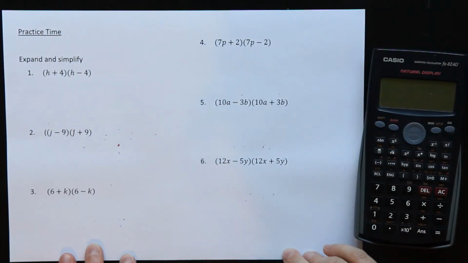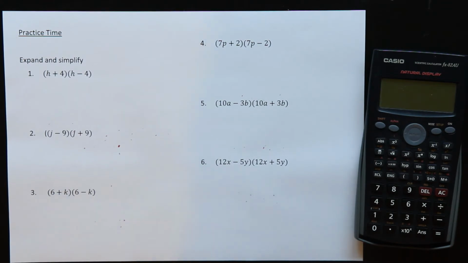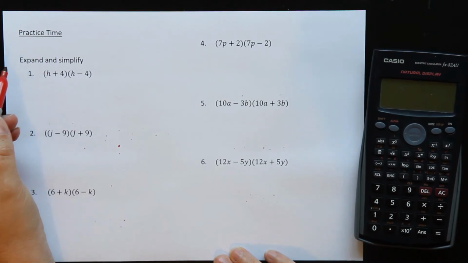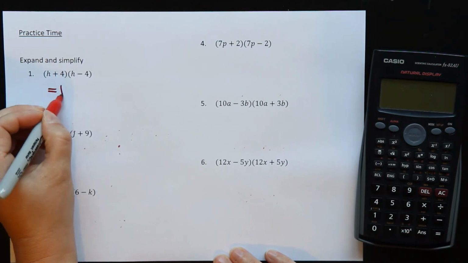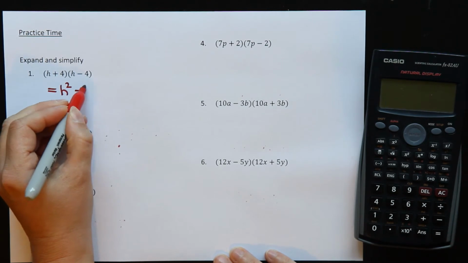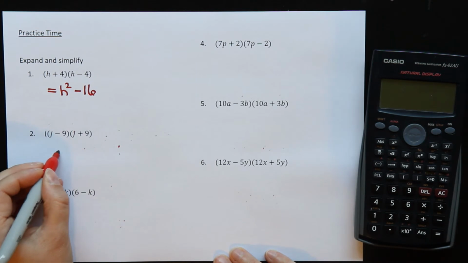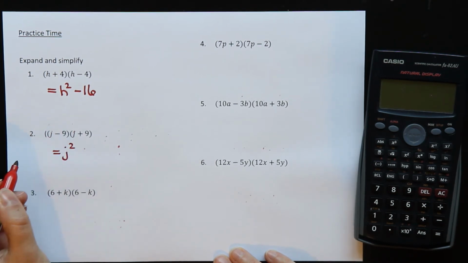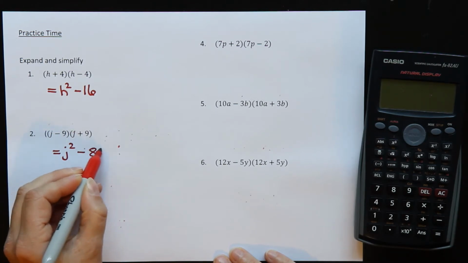So here's 6 questions, just like the ones that I just did. Pause the video and try these questions and then we'll go through the answers. Question 1, expanding out using our difference of two squares method. h times h is h squared, and then the last ones together, 4 times minus 4 is minus 16. Question 2, first times first is j squared, and then last times last, 9 times 9 is minus 81.